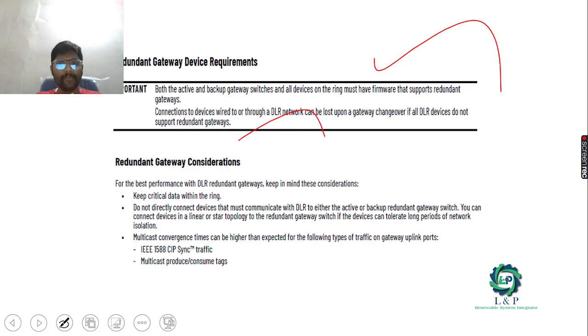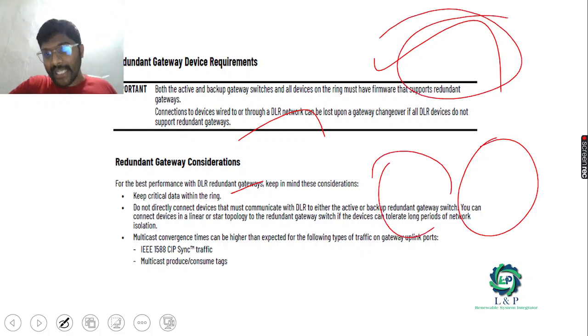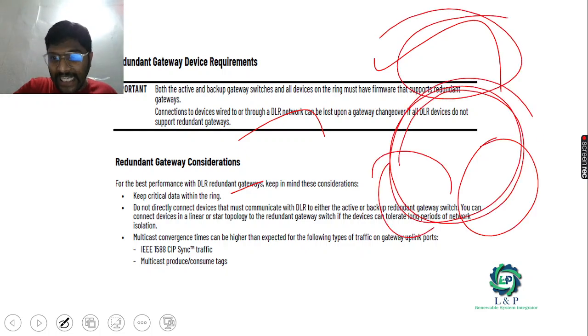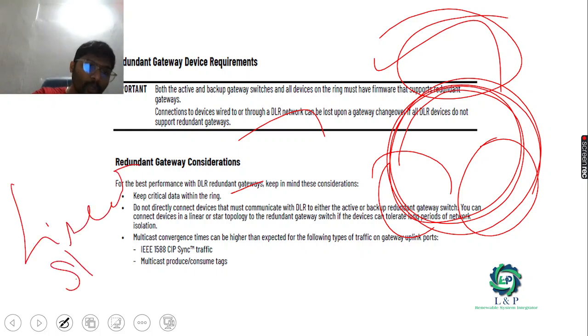First and foremost, for the best performance in the DLR redundancy gateway, keep these things in mind. First, keep the critical data within the network. If you are trying to form 3 different networks, try to keep the critical data within each network. Do not directly connect the device that must communicate with the DLR to either the active or the backup redundancy gateway switch. You can connect the devices in a linear topology or star topology.